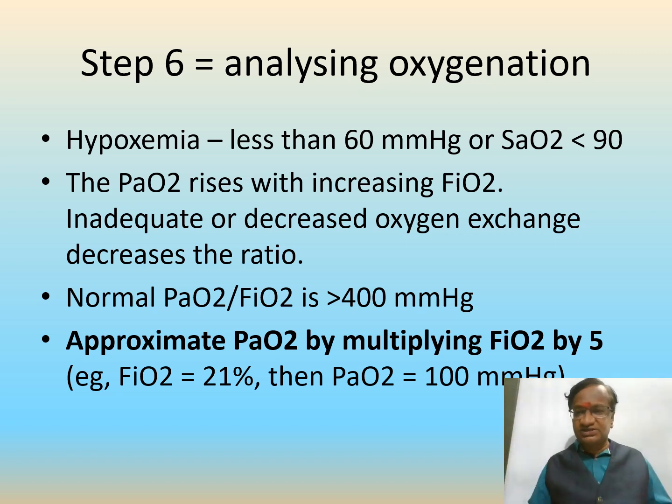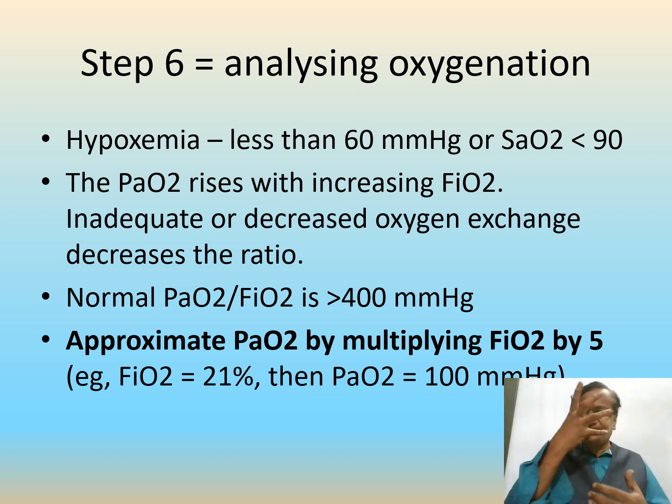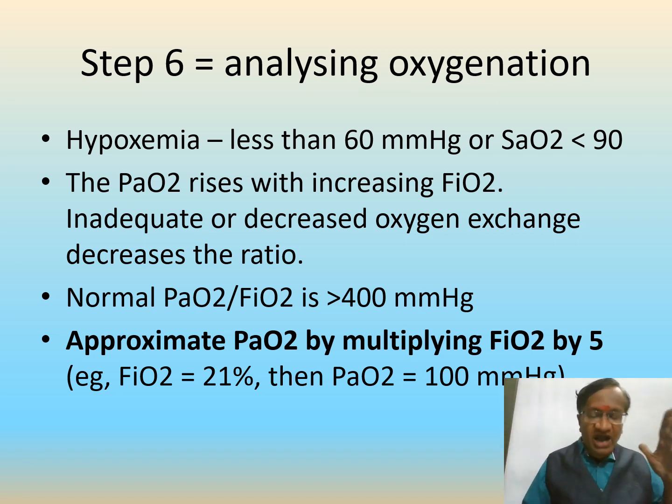Don't think that just because we have a PaO2 of 90, we are normal. If your PaO2 is 90 on 50% oxygen, 50 into 5, it should be 250. But your PaO2 is only 90. So that is hypoxia. FiO2 into 5, that should be your PaO2.